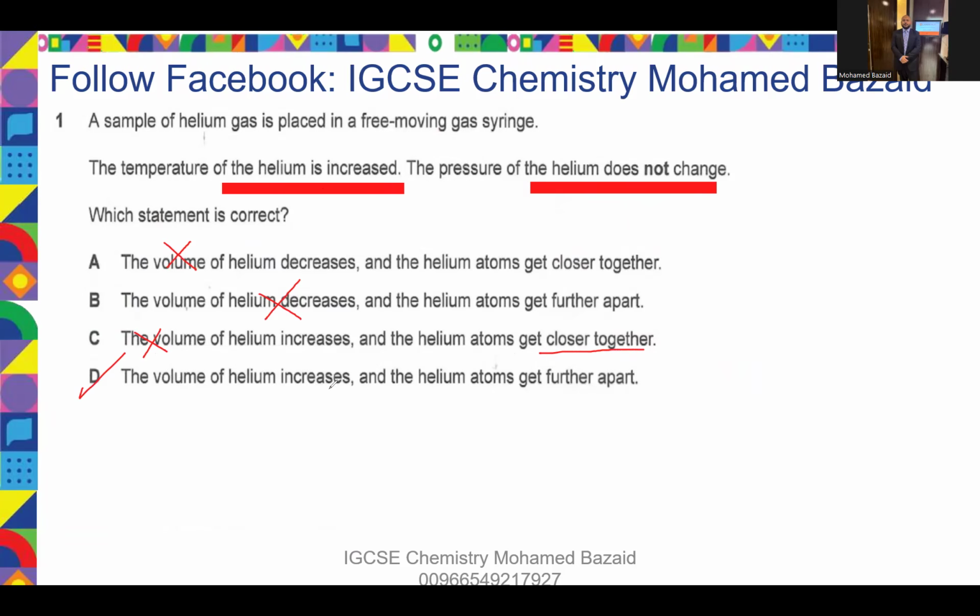The volume of helium increases, yes, because you increase temperature, and the helium atoms get further apart, yes, because the particles gain more kinetic energy and move faster, and there will be a larger space between the particles. So the answer is letter D. Let's go to the next question.